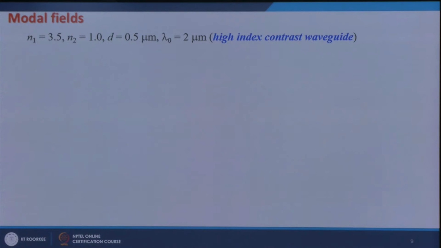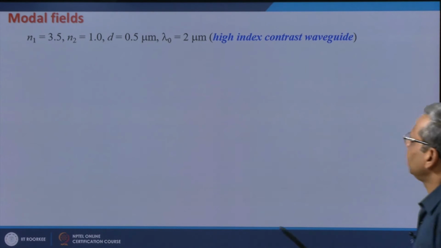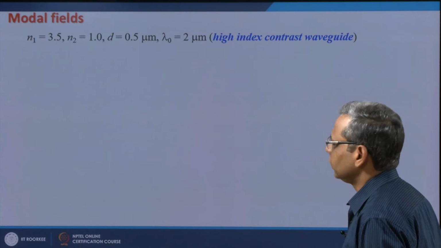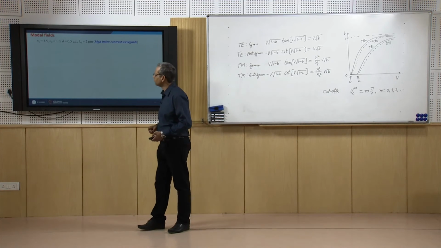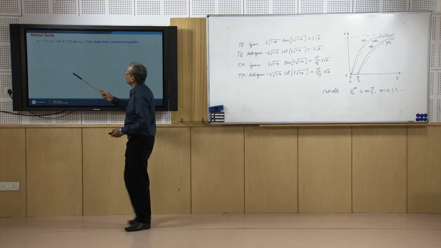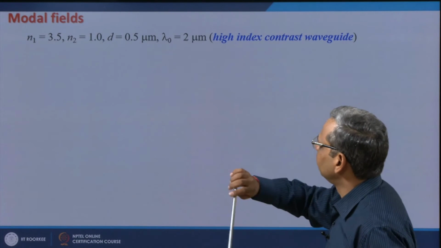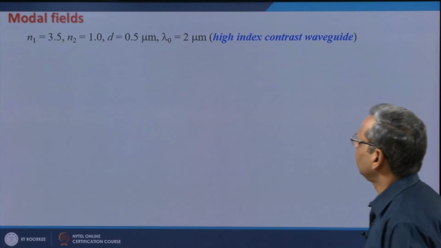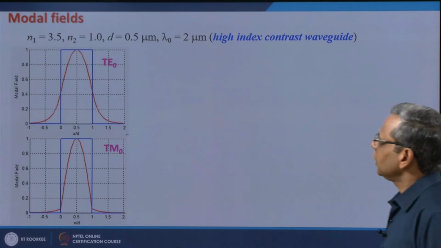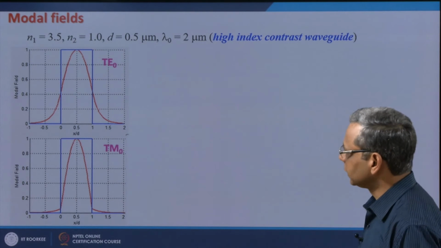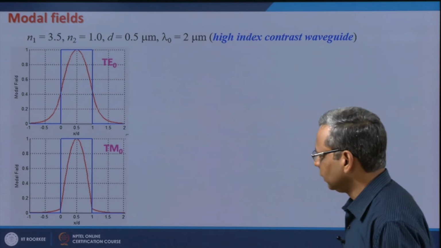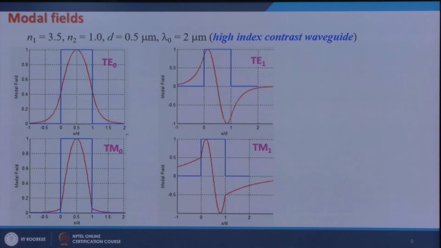So, how do the modal fields look? I have taken a high index contrast waveguide here in order to show the difference between TE and TM modes. For N1 is equal to this, N2 is equal to this, d half a micron, lambda naught 2 micrometer. So, this is how the TE0 mode would look, and this is how the TM0 mode would look. You can see the discontinuity in the slope at the boundaries. This is how TE1 mode would look, this is how TM1 mode would look.